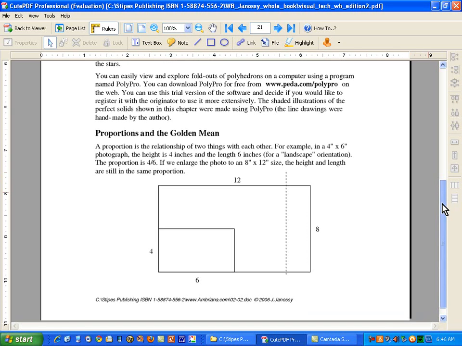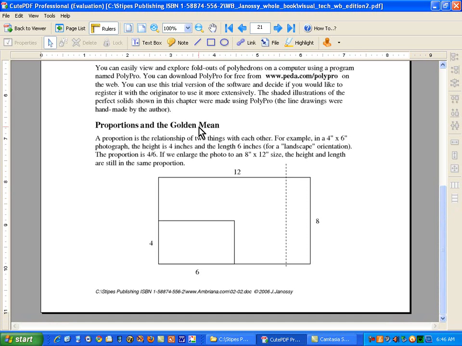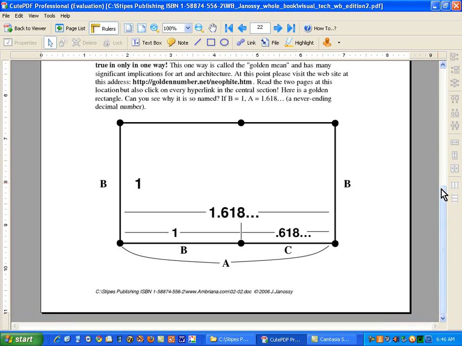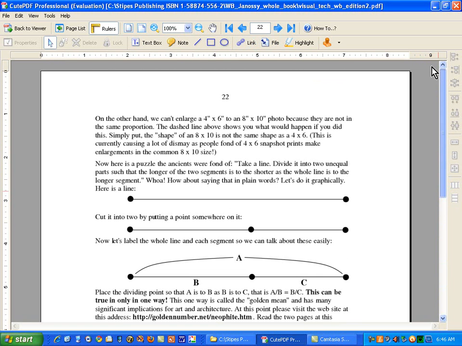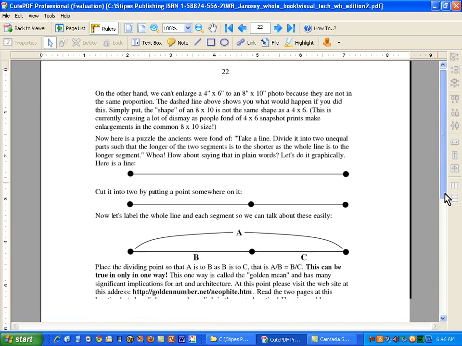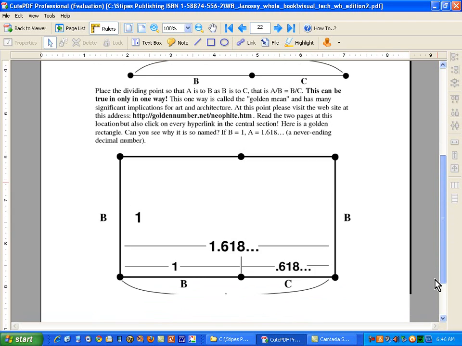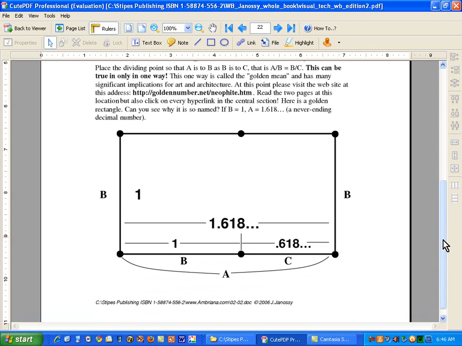Another thing that the ancients came up with is the golden mean and the golden rectangle. And that comprises the last of the discussion in this chapter 2 of the workbook. Now we will be doing some work with the golden mean and the golden rectangle. So make sure you understand this, although that work won't come up until Unit 2 in the course.